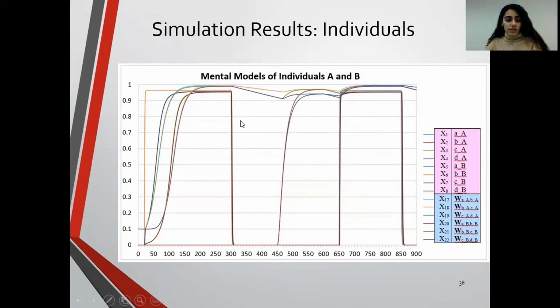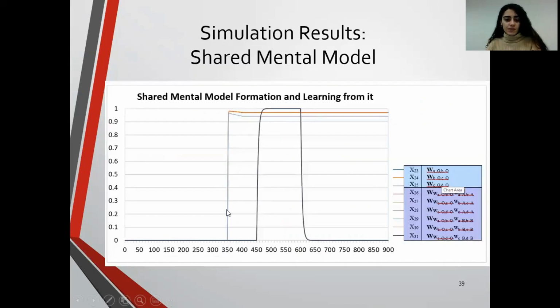After the second phase, we cannot see this phase here because these simulation results are only for individuals, but I can show it here. It was 350, and here at time 350, we can see the shared mental model formation. These are double states of organization. As you can remember, these double states represent the connection weights of the organizational model, the shared mental model. That's why activation of these double states creates the shared mental model.